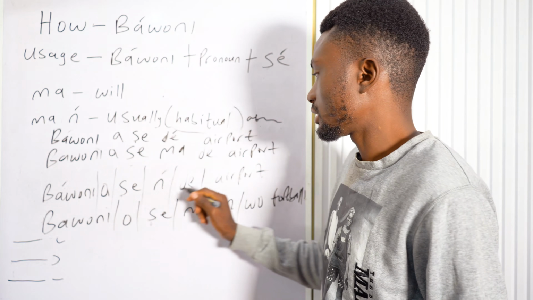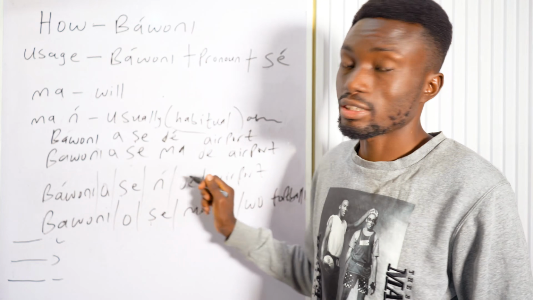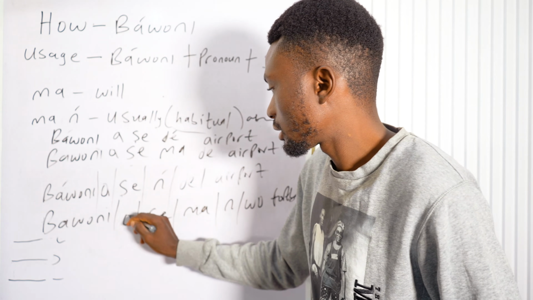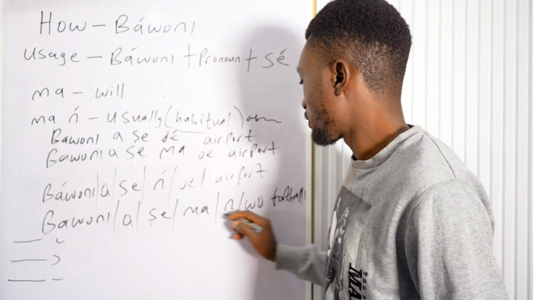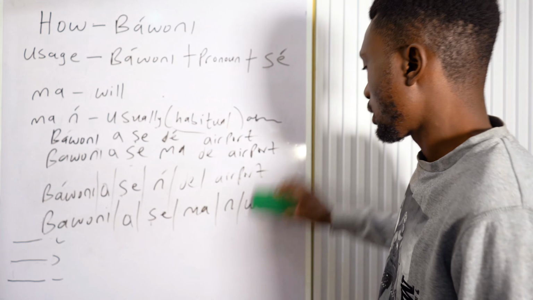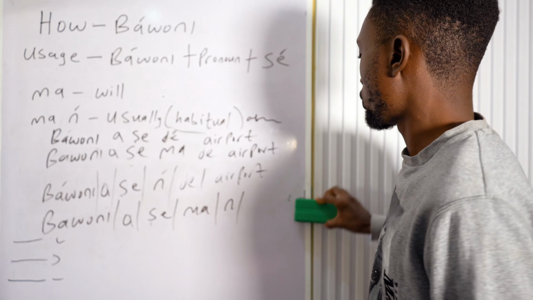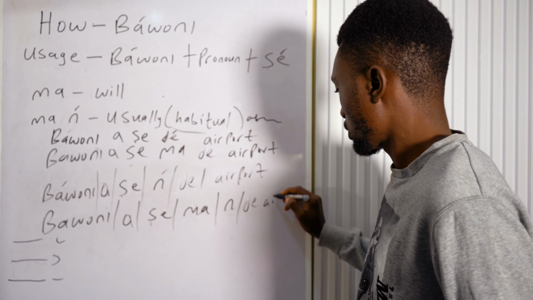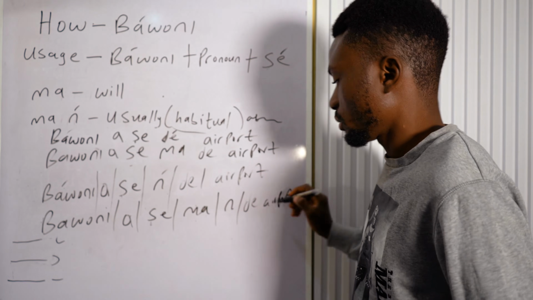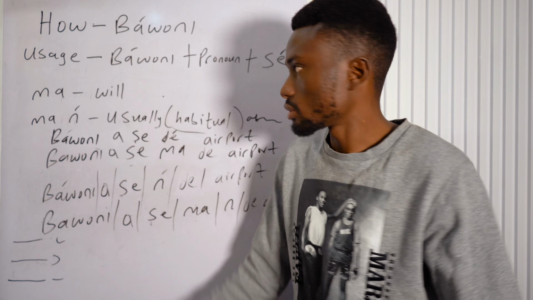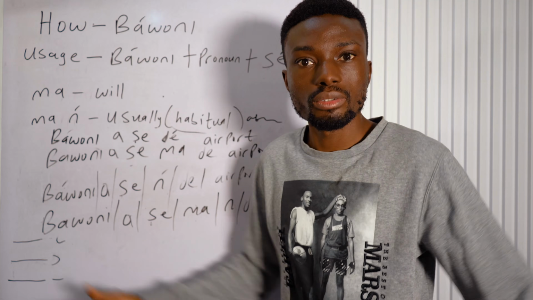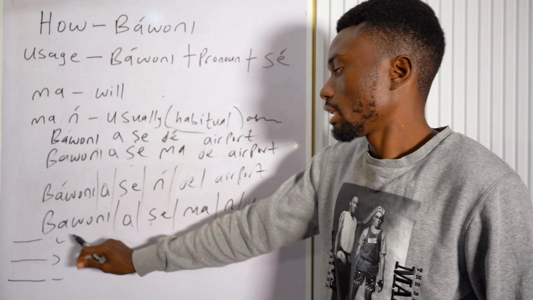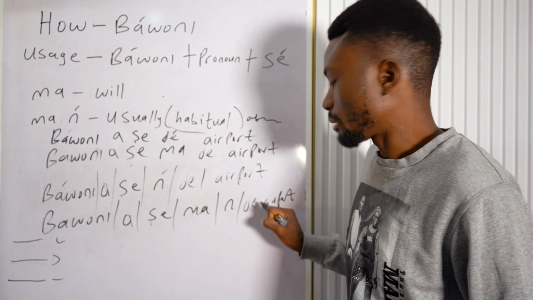So báwo ni a ṣe ń dé airport? How are we getting to the airport? So báwo ni a ṣe máa ń dé airport? How do we usually get to the airport? But this may not make sense because you've been getting there. So it's a habitual question. You've been getting there. How do we get there before? It may not really make sense. But of course, grammatically makes sense. Báwo ni a ṣe máa ń dé airport?